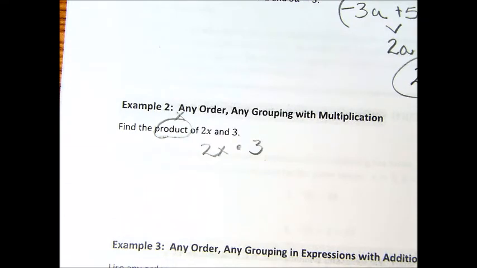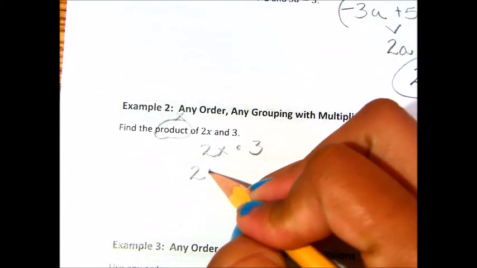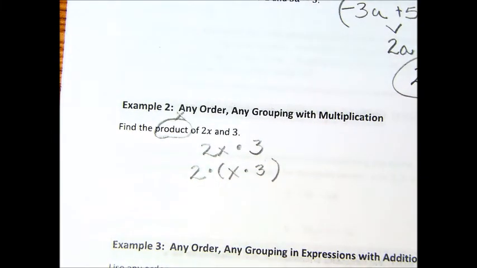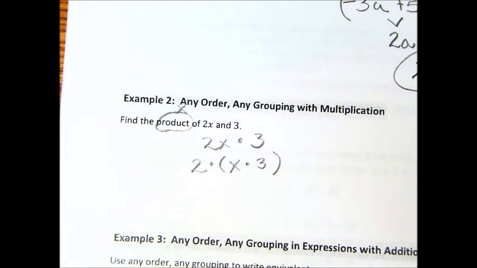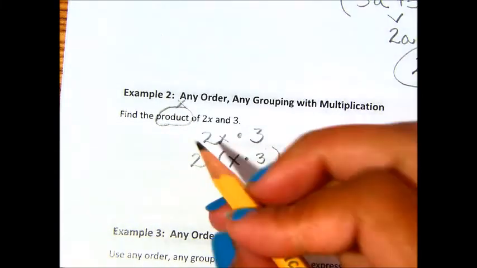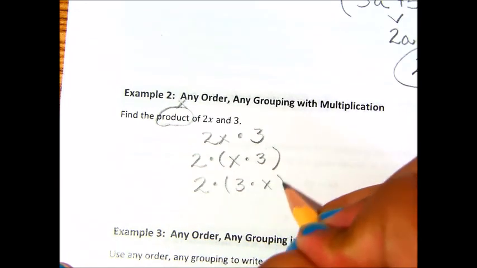I use the associative property to regroup the terms. So this is now going to say 2 times x times 3. Remember the commutative property is used inside parentheses to reorder our terms. When I reorder the terms, what does our expression look like? It's going to look like 2 times 3 times x.